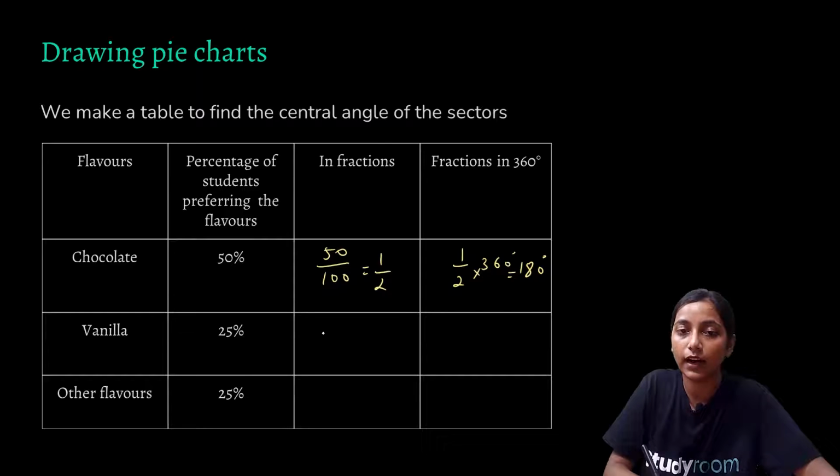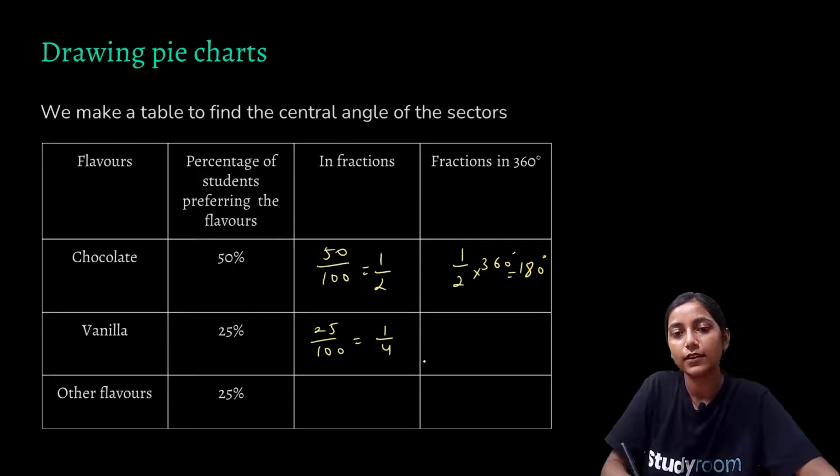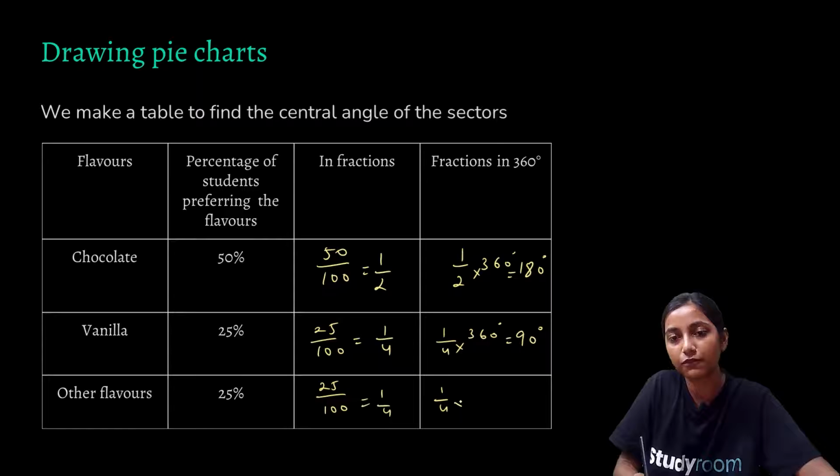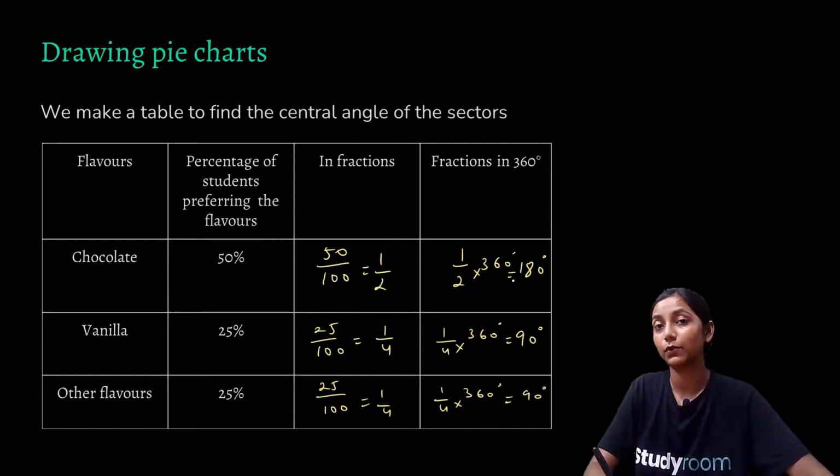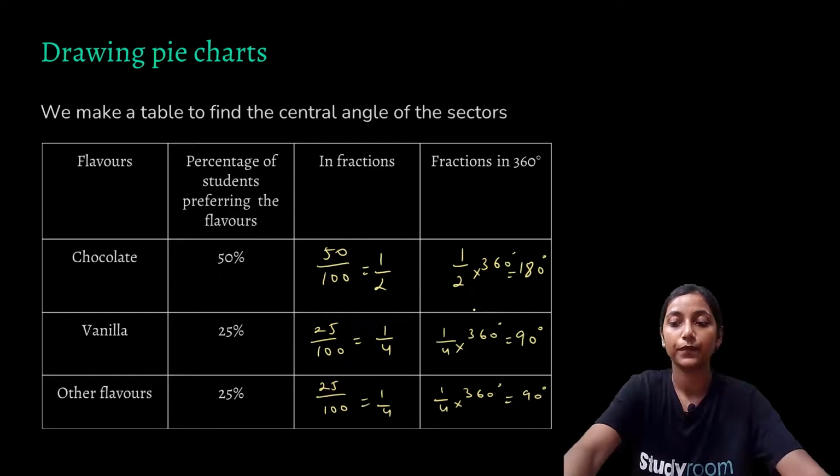Next up is vanilla, 25 by 100. 25 by 100 means 1 by 4. So 1 by 4 of 360 degrees. That is 90 degrees. And similarly again 25 by 100 for other flavors. That is 1 by 4, and again 1 by 4 of 360 degrees is 90 degrees. So we have found the fractions in 360 degrees, and that is what we require for making a pie chart.